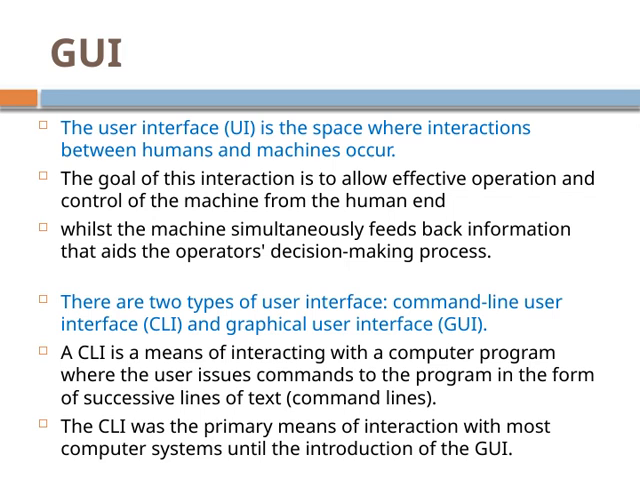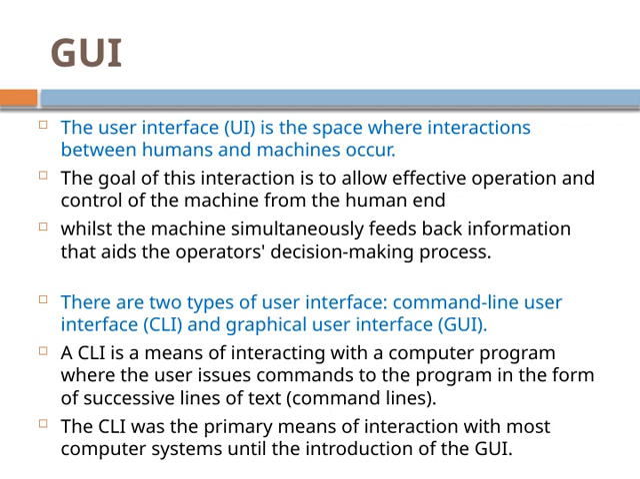The user interface, or UI, is essentially the space where humans and machines interact. It's where we communicate with the system and also receive feedback. The main goal here is to make this interaction as effective as possible, so users can operate and control the machine easily. And at the same time, the machine provides feedback, information that helps us make better decisions.